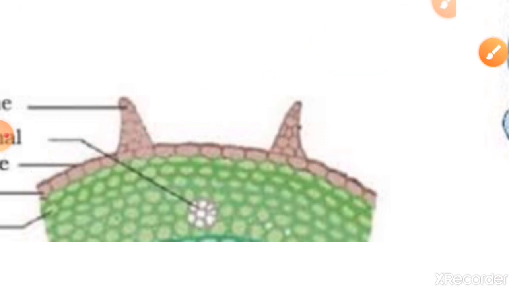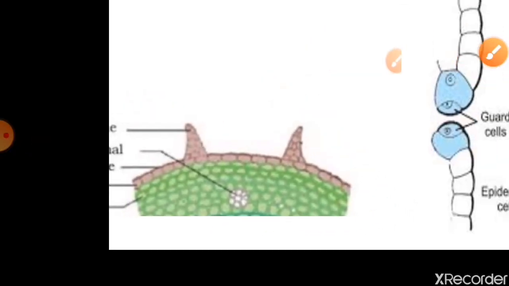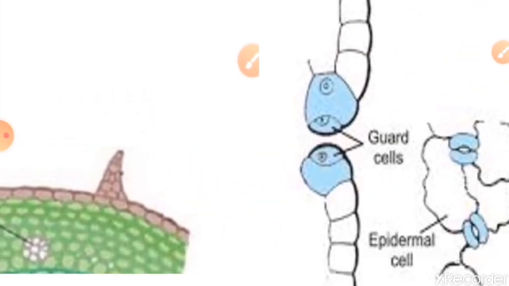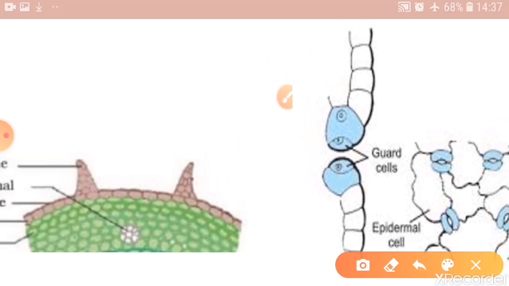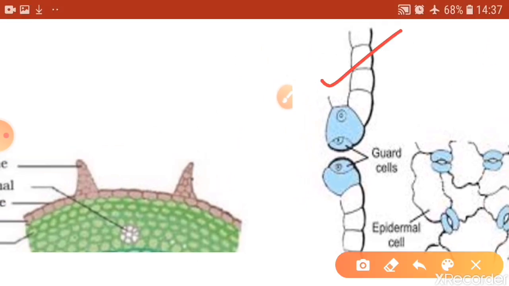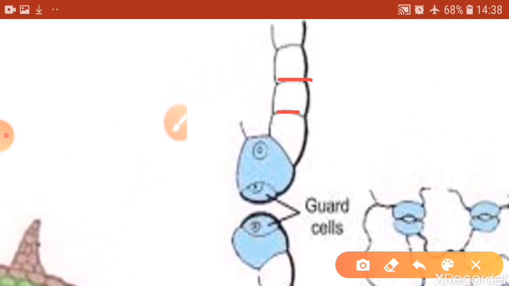Now let us study the structure of the epidermis. The cells of the epidermis, this diagram which you see here is from your NCERT. Here you find that the cells of the epidermis are compactly packed, tightly packed. And why tightly packed? Because the epidermis's main function is protection. So it should prevent the entry of any kind of pathogen, and also it has to protect the plant body from the loss of water.